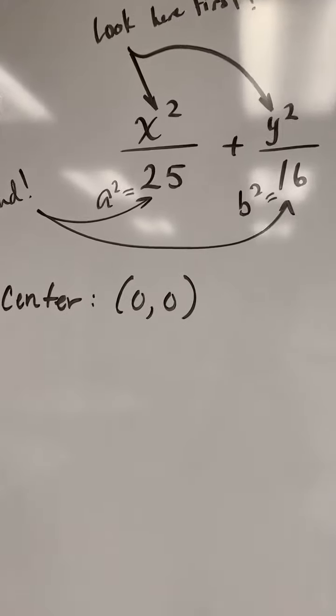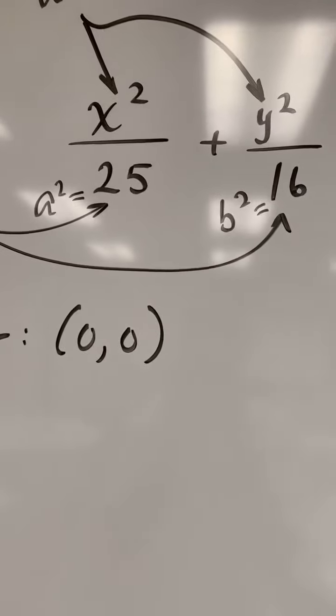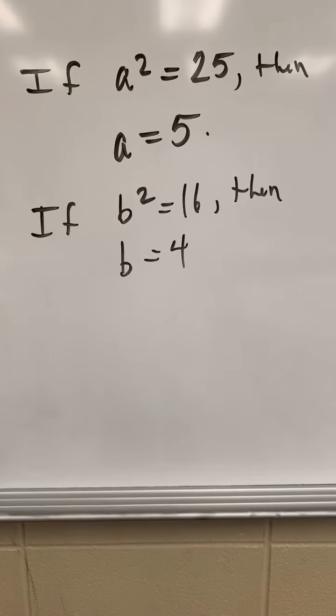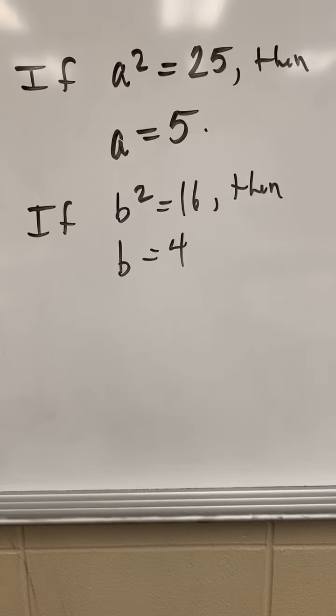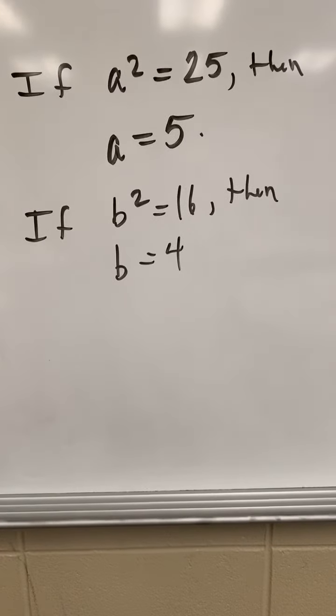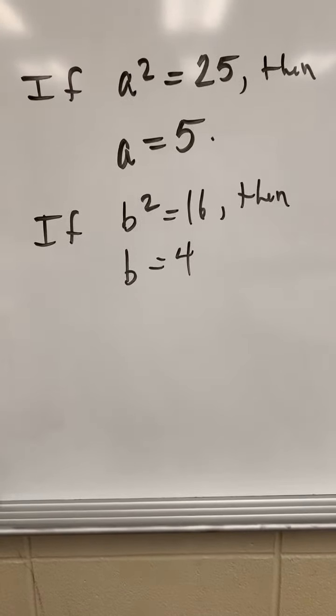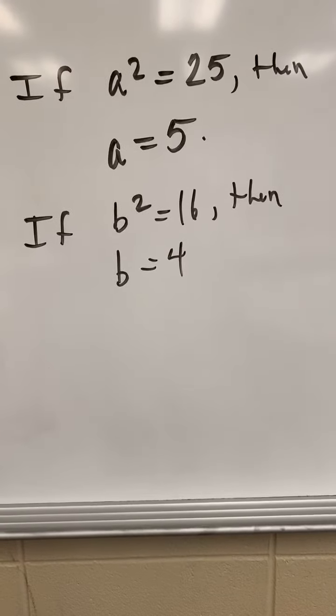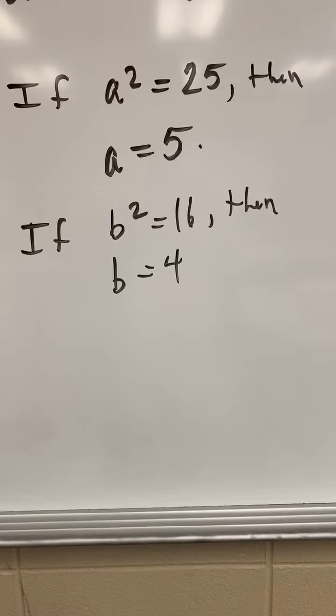All right, so here we go. We have A squared is equal to 25. We have B squared is equal to 16. Now, if A squared is equal to 25, then that would mean A is 5, because 5 to the second power is 25. So if B squared is equal to 16, then you know B itself is equal to 4. So those are what you're going to locate, your A and B.